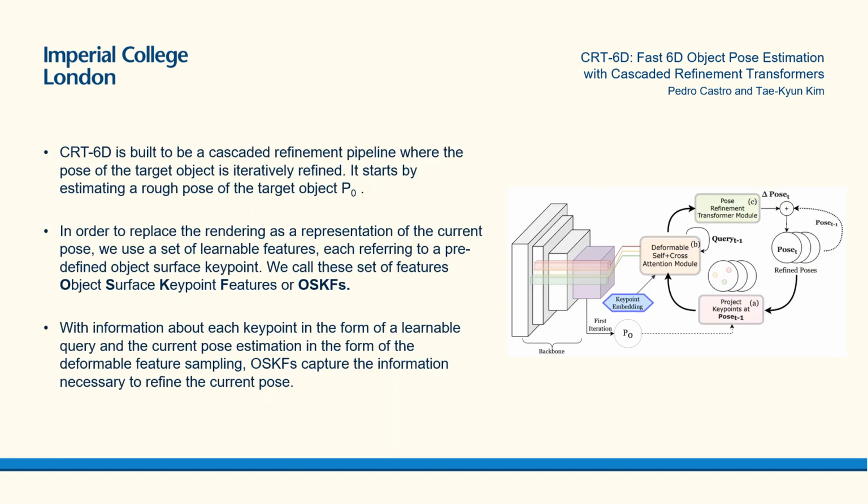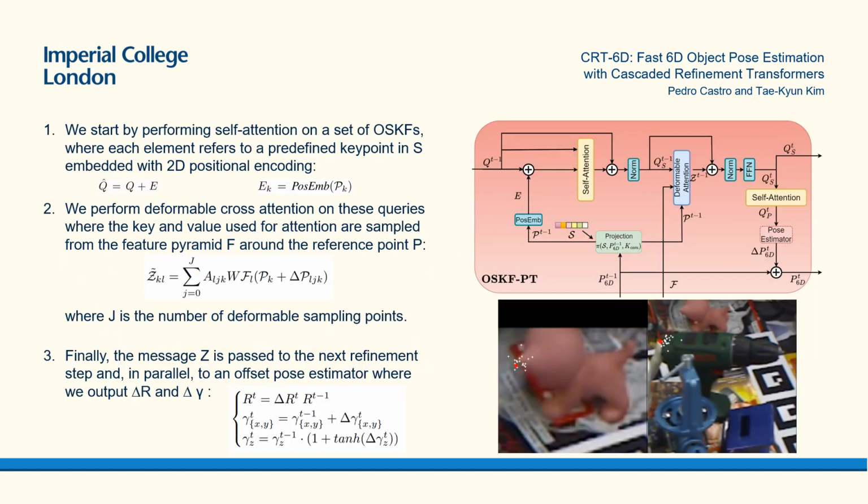Given an RGB image, CRT6D starts by directly estimating a rough pose of the target object using a CNN. Seeing as a rendering of a known object with a known camera at an arbitrary pose is a representation of said pose, we propose a new representation, Object Surface Keypoint Features, or OSKFs, a set of features where each element refers to a predefined surface keypoint. We'll show in depth how our transformer module generates OSKFs and outputs a pose offset.